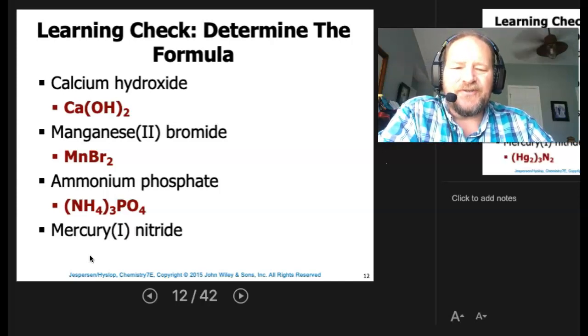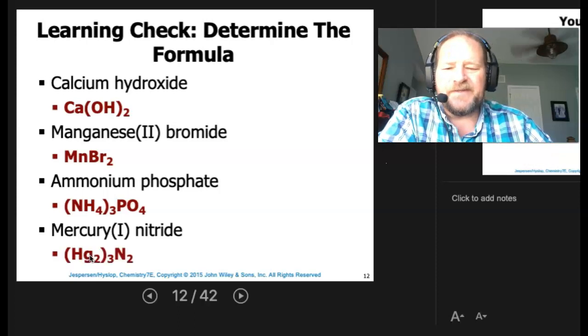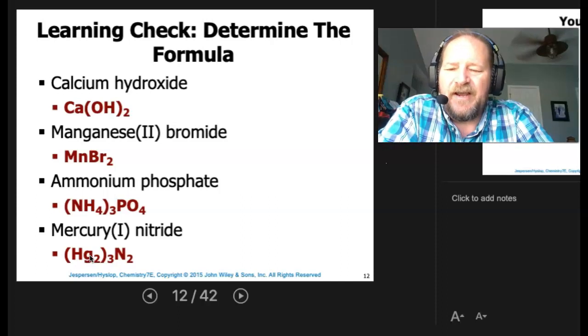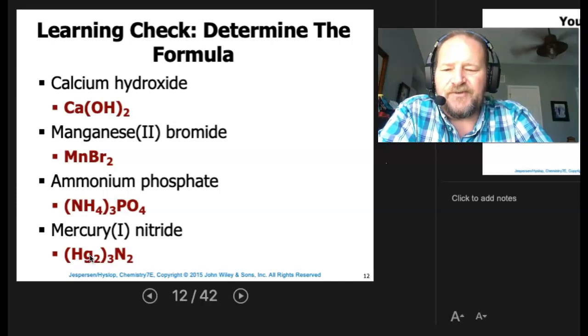Mercury 1 nitride. Right, now mercury 1 is actually a polyatomic, so that can mess with us a little bit. So we get Hg2, right, it's mercury 1. And then we'll need 3 of those to balance the nitride.